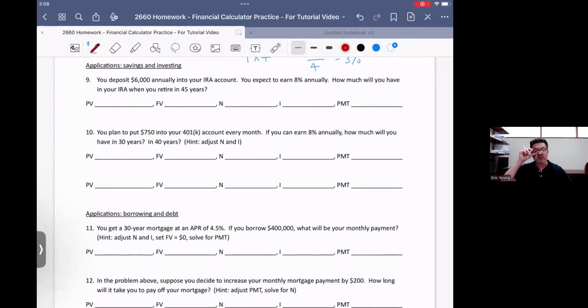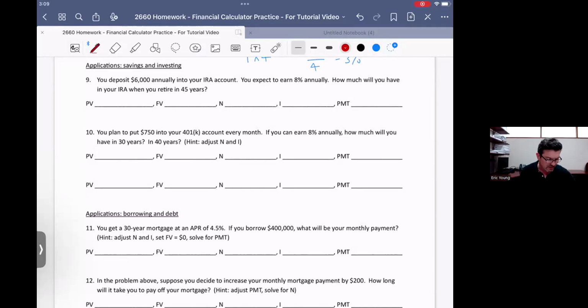What are some applications? If you understand time value of money, you can map out and solve almost every problem in personal finance. And you have the power to really think deeply about planning. Oh, I can do this. I've got the toolkit. Let's do some applications. Let's start with savings and investing.